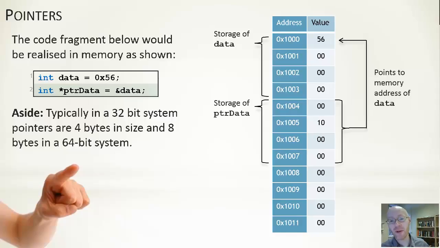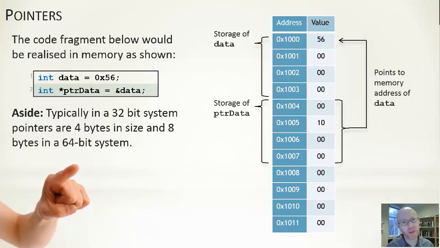The small example here shows how we might define that. So we're going to have a couple lines of code. Line 1, we're creating an int called data. It has hexadecimal value 56. And in line 2, we are creating an integer pointer called ptr data, and we're initializing that to the address in memory where data is stored.